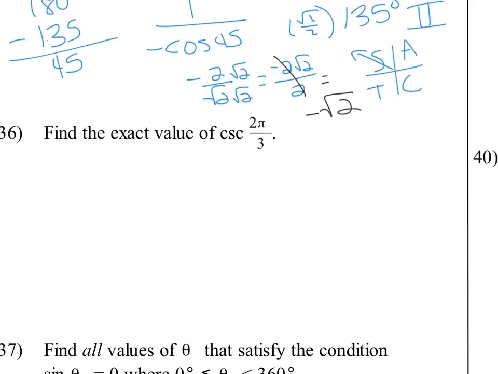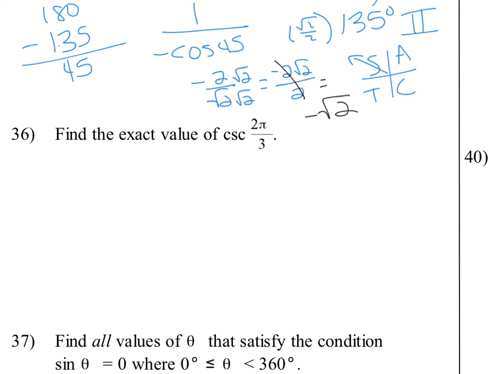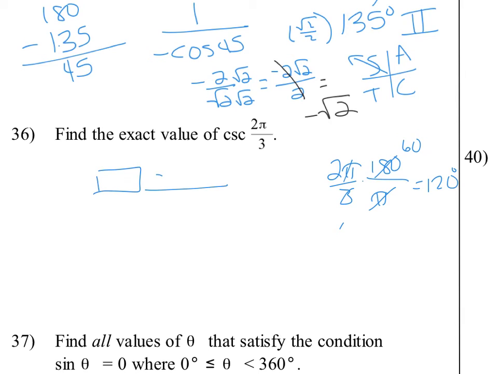Exact value of this one, same basic idea. 2 pi over 3, convert that. These cancel. This is 60, so it's 120. Again, do it your own way. I'm just kind of doing it to get it done. So cosecant 120. Cosecant is a reciprocal of sine.